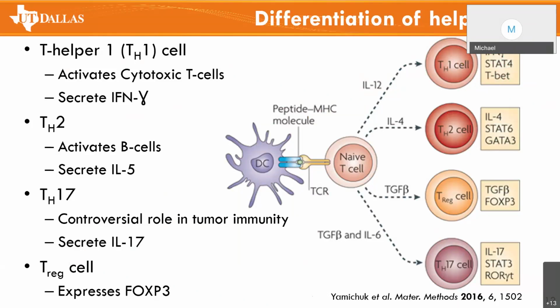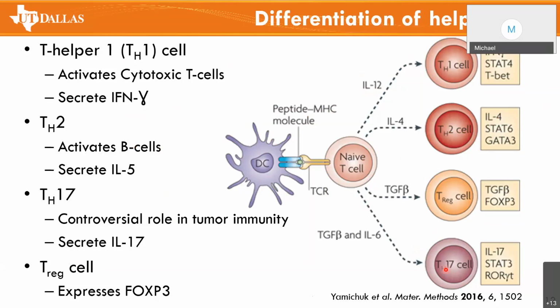For Th2, we can distinguish them by interleukin 4, STAT6, and GATA3. STAT6 and GATA3 are very important for helping promote expression of interleukin 4 and interleukin 5, and those are very important in activating B cells. So Th2 tends to be more of a humoral type of response. And they tend to downregulate or hinder Th1 cytokines. So they're more anti-inflammatory.